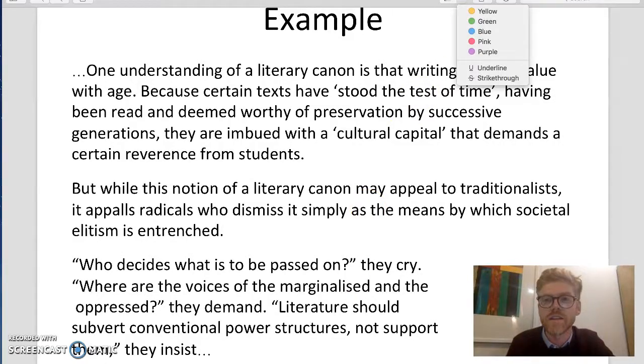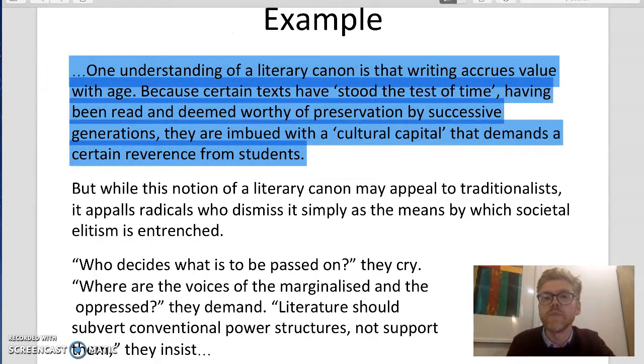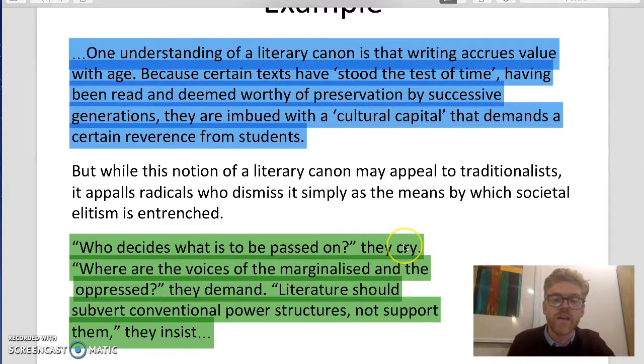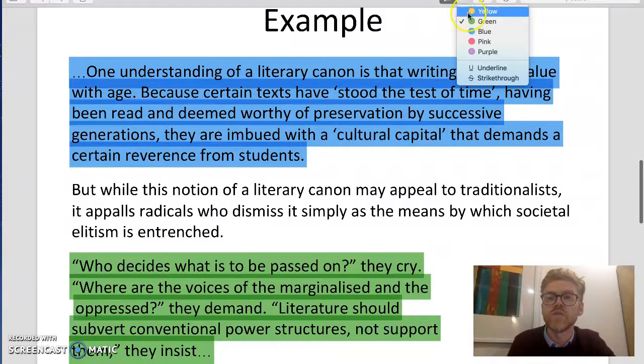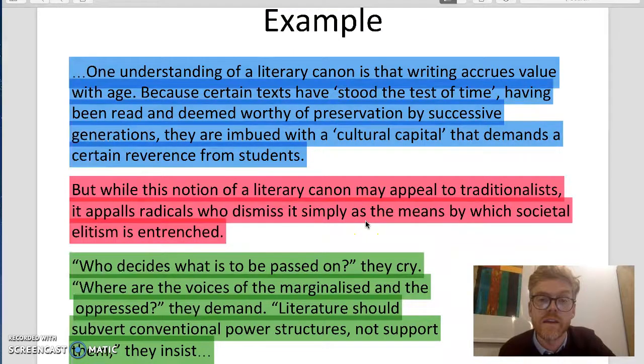Now, this first idea here, we're going to, just like our diagram in the previous slide, put in blue. That is idea one. And we'll put this second, this bottom passage in green, because that can be idea two. And in red, this middle paragraph, because that is the link. So let's have a wee look through this section. One understanding of a literary canon is that writing accrues value with age. It gains value with age because certain texts have stood the test of time, having been read and deemed worthy of preservation by successive generations.